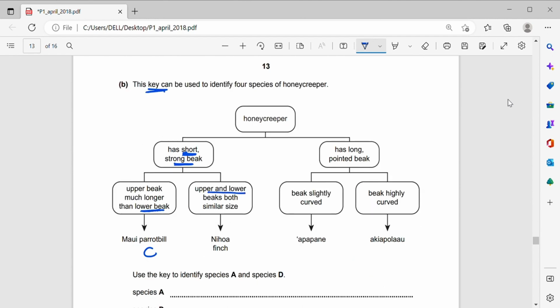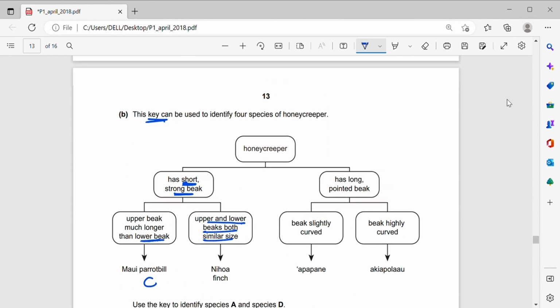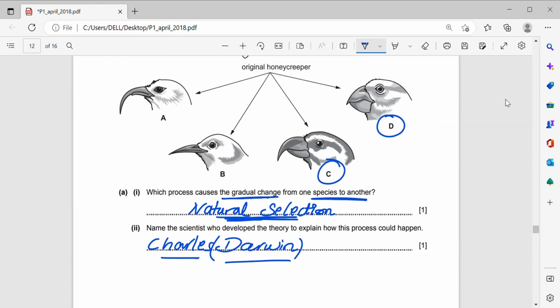bill. Upper and lower beaks both have similar sizes, so this is the Nahua finch. Here, upper and lower, the same size. Okay, so D is what? D is the Nahua finch.